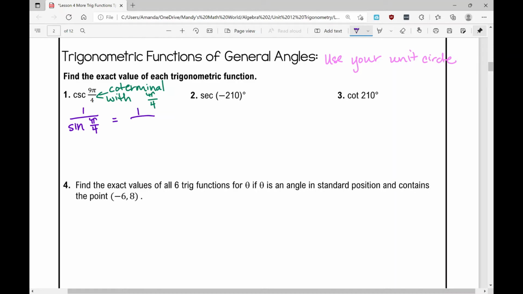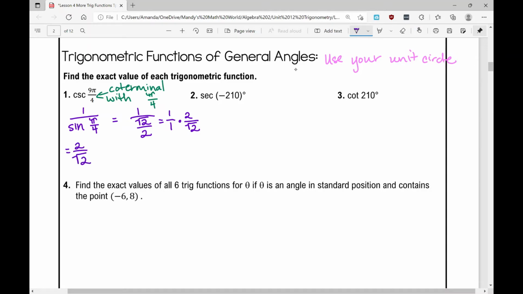What is the y value at pi over 4? It's the square root of 2 over 2. So I'm doing 1 divided by the square root of 2 over 2. Well, that's going to be 1 over 1. How do I divide fractions? I multiply by the reciprocal. So I'm going to flip it. 2 over the square root of 2. So I get 2 over the square root of 2.